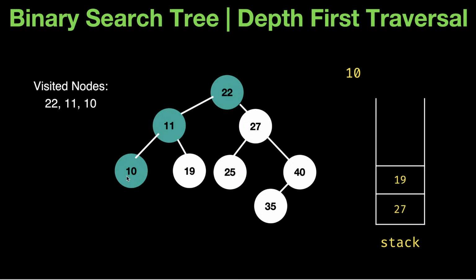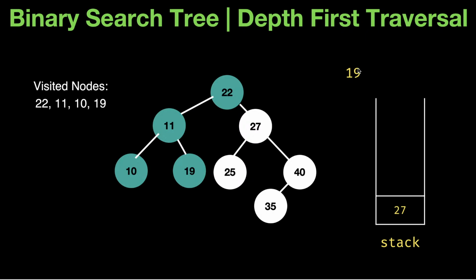And now we will push its left child as well as right child into the stack. But in this case, this node does not have any left child, and it does not have a right child, so we will not need to push anything. So we will just pop another value now. 19 gets popped out, and we will visit 19. 19 gets marked with green color, and we would push the left child as well as right child into the stack, but this does not have any children, so we will not have to push anything here.